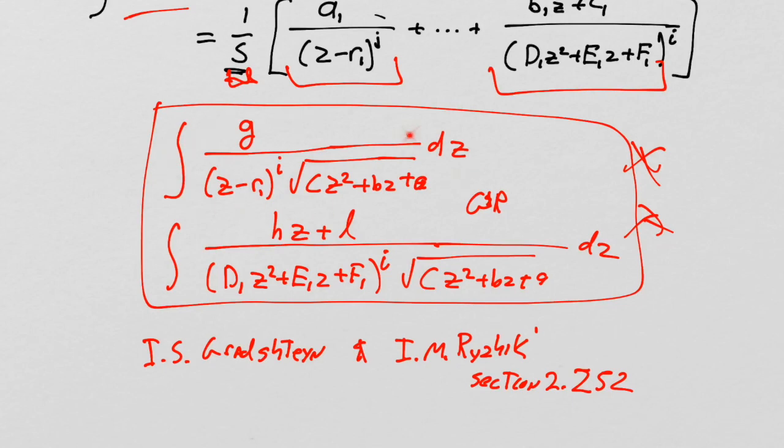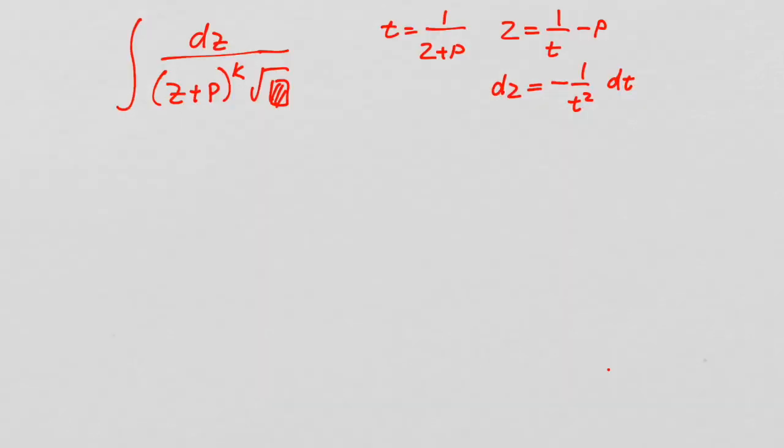Now, this guy here, however, isn't quite as bad, and maybe we can work on that one. Checking the same section of Gradstein and Rizdik, it actually describes the substitution for this one, which is much more manageable. This one seems to be a real bear, but this one I think we can actually tackle. And this is the basic substitution we're going to do: t is 1 over z plus p, and the subsequent solution of z and dz.